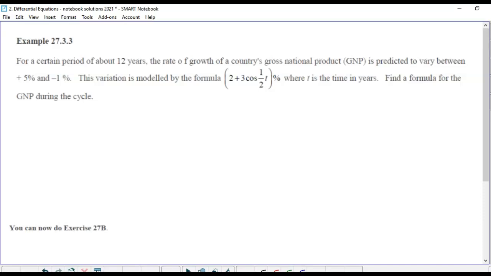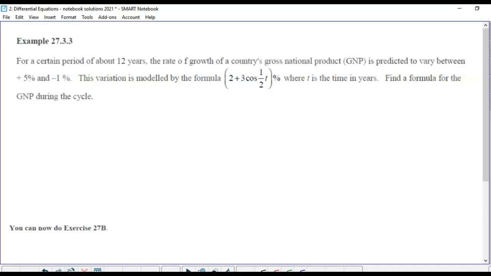And last one, it says, for a certain period of about 12 years, the rate of growth of a country's gross national product is predicted to vary between positive 5% and negative 1%. This variation is modeled by that percentage. Notice how it's a trig function, because it's very up and down. It's kind of cyclic. So where t is time in years, find a formula for the GNP during the cycle.